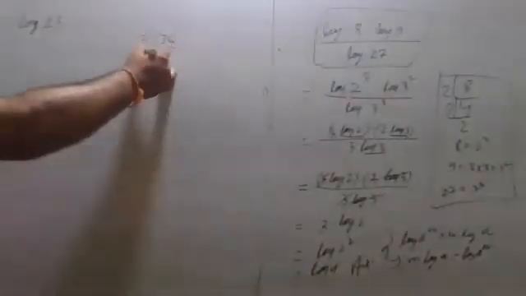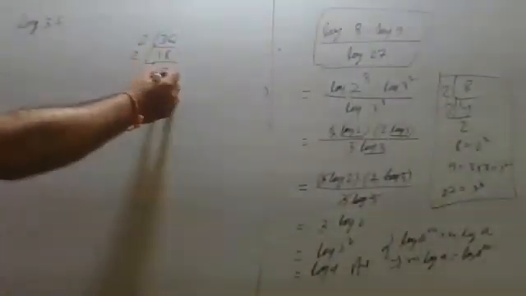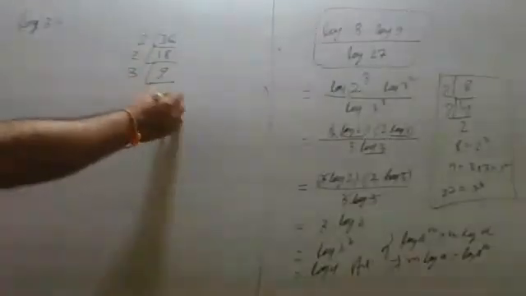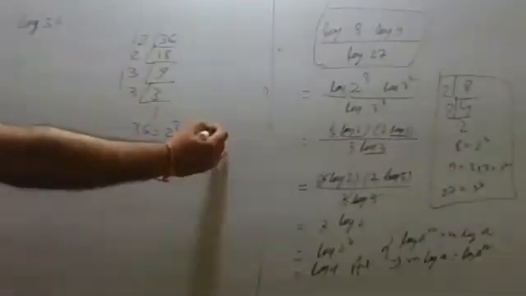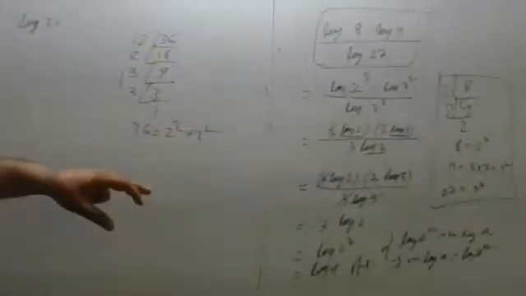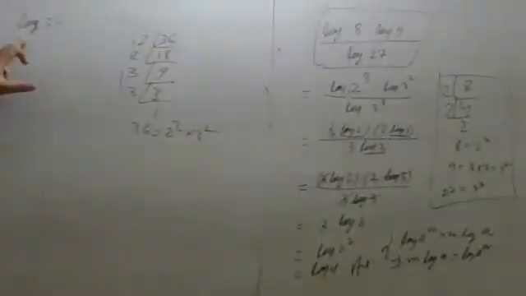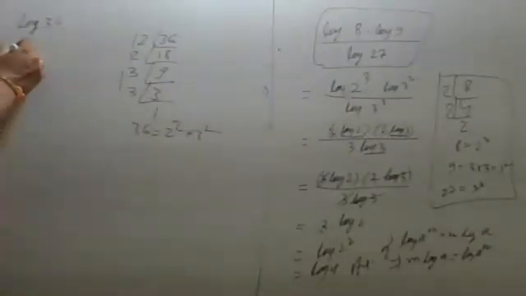2, yes, tell this at board. 2 into 18. 2 9s are 18. 3 3s are 9. 3 1s are 3. So the prime factors of 36 are 2 square into 3 square. Why are we finding the prime factors? Because we have to change it only in terms of log 2 and log 3. Okay. So now write this 36 as 2 square into 3 square.